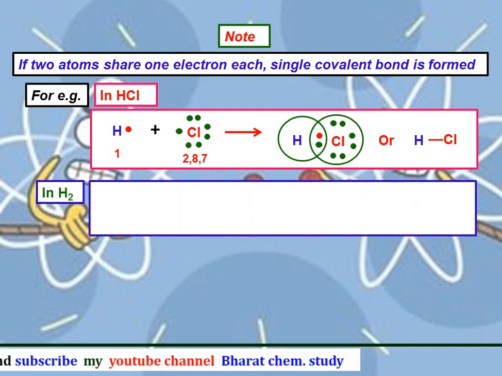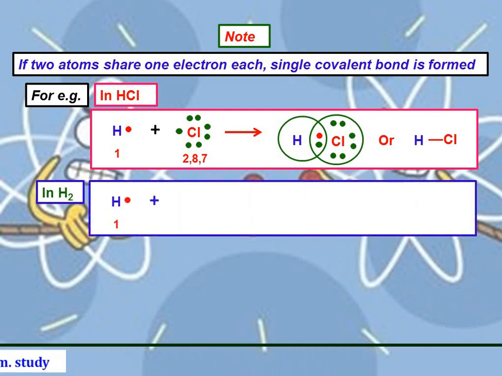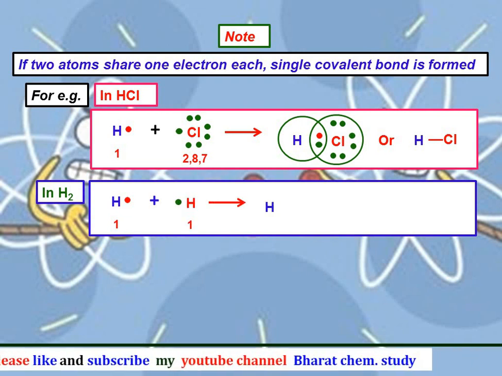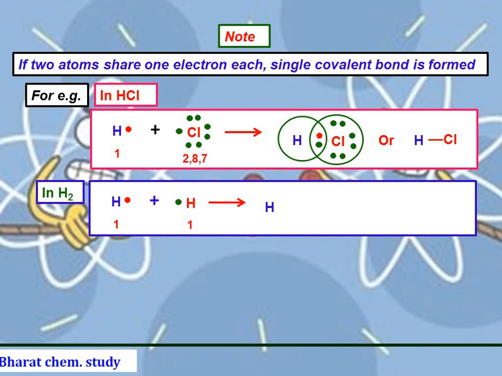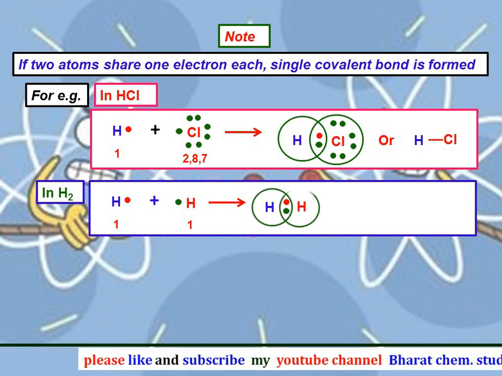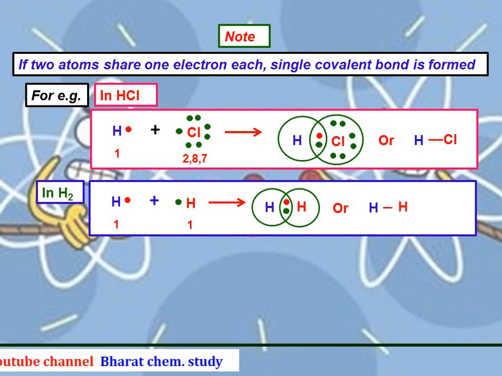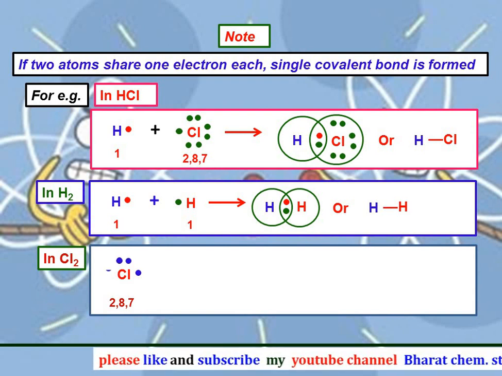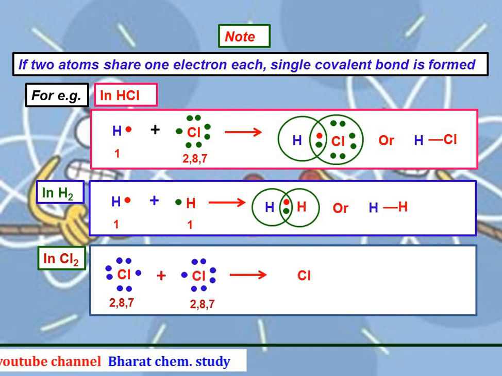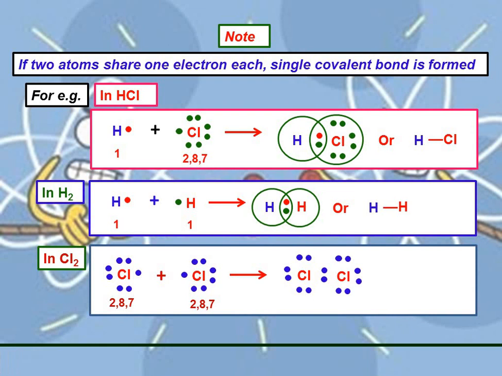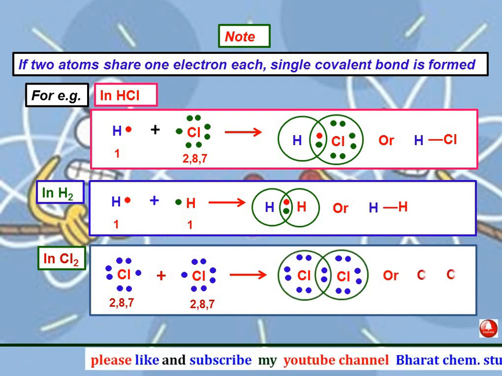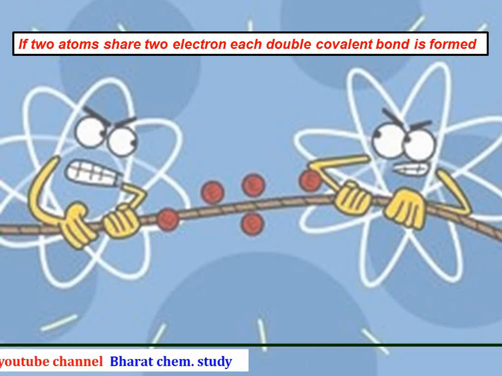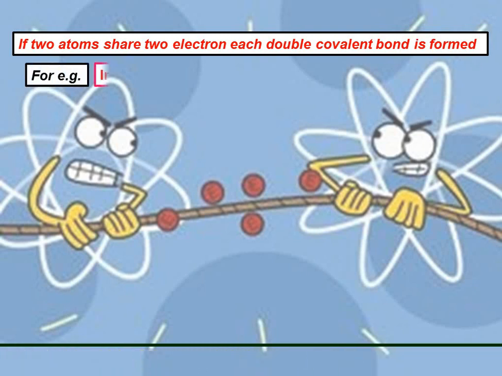In case of hydrogen also, both the hydrogen atoms share 1 electron each to become stable, to attain 2 electrons in their outermost shell and have an electronic configuration equivalent to helium. These atoms share 1 electron each. That's why hydrogen also contains only a single covalent bond. In case of chlorine also, both the chlorine atoms share 1 electron each. Therefore, they also have only 1 bond between them, called a single covalent bond. But if two atoms share 2 electrons each, a double covalent bond is formed. Then the bond formed is called a double covalent bond.